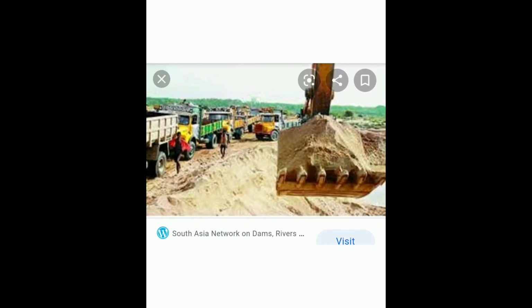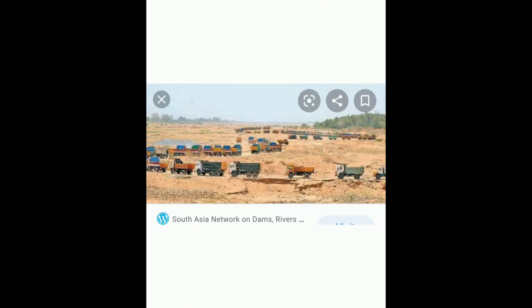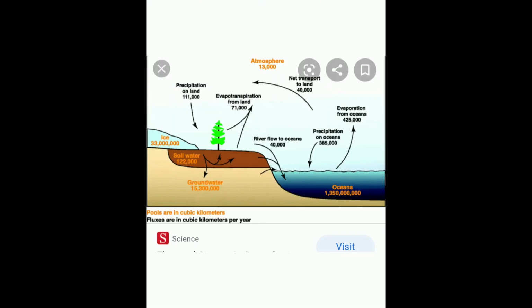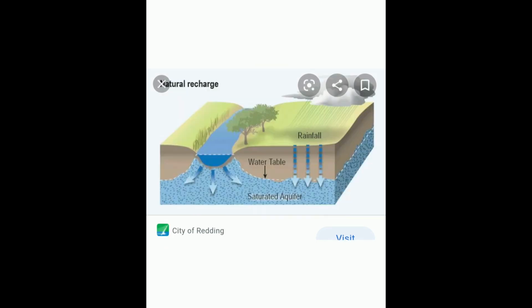So now you are aware of the problems of sand mining from riverbeds, isn't it? It will destroy our rivers. Sand has the capacity to hold water. When this sand is carried away, the water flows directly to the sea and thus lowers the water table under the soil. Okay.